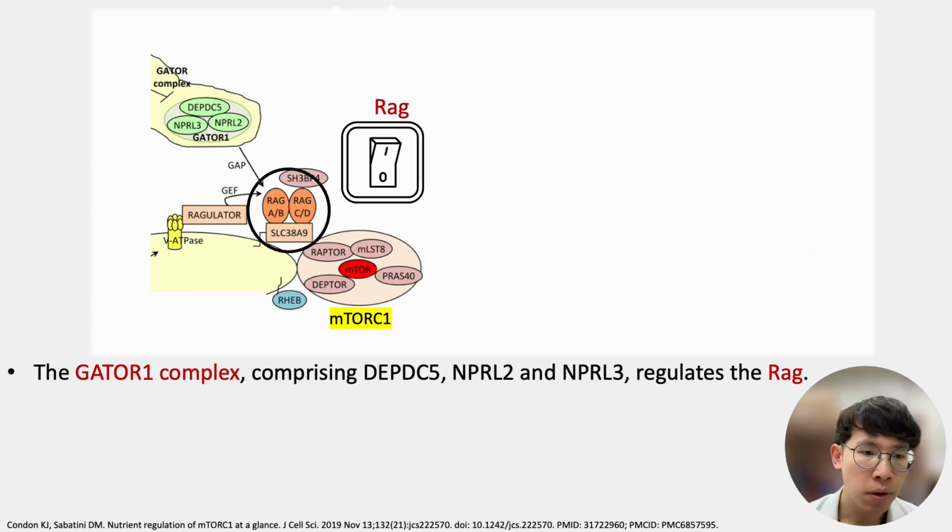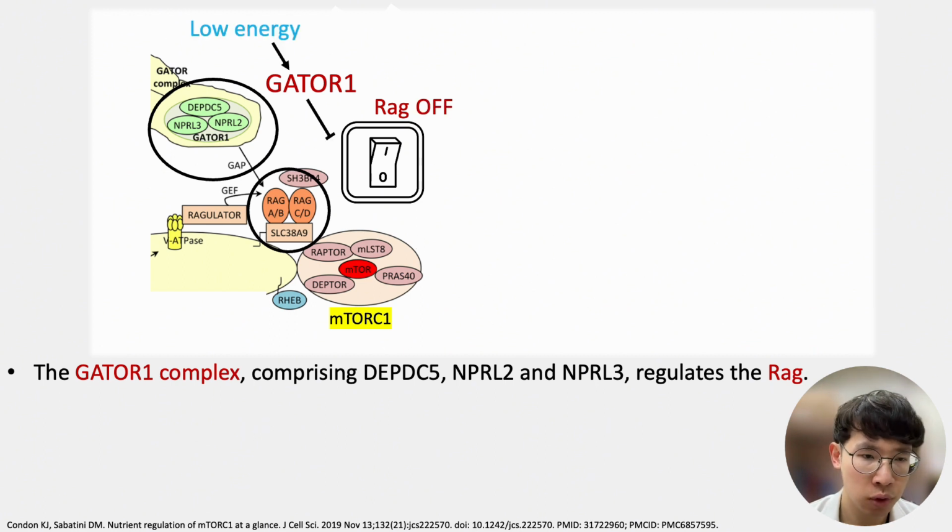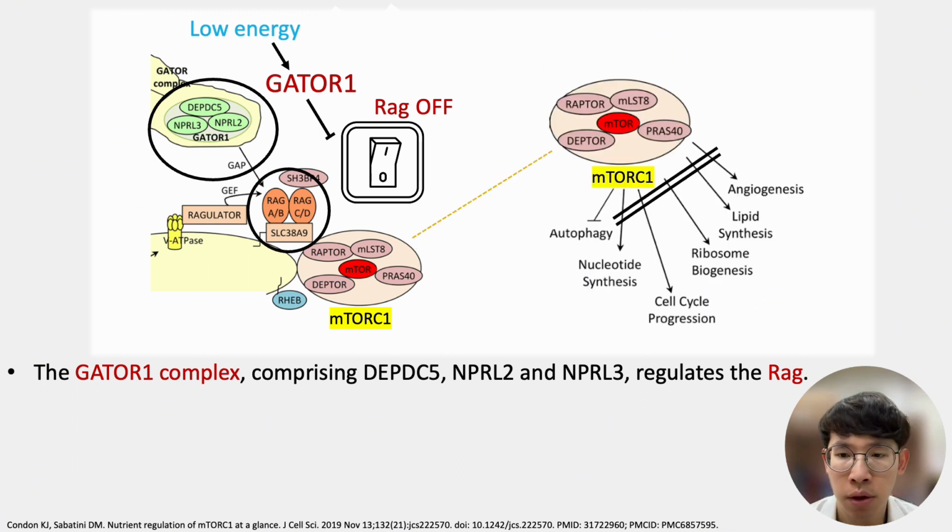Now, the major component of this pathway is the mTOR complex 1. Next to the complex is a structure called RAG. This RAG is like a switch. During low energy state, this switch is turned off by a complex called GATOR1, which in turn inhibits this pathway. So this GATOR1 is like a brake for the mTOR complex 1 pathway.